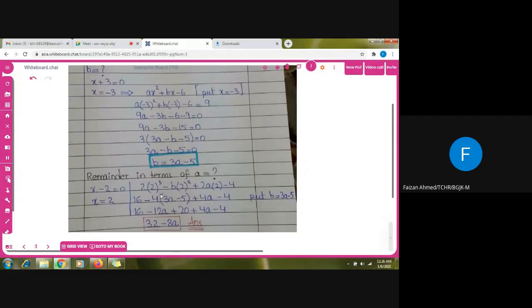This 2 square is 4 and the value of b is 3a minus 5, so I have used a bracket, and then 4 will be multiplied with this 3, it will be minus 12a. This minus 4 will be multiplied with minus 5 and it will be plus 20, plus 4a minus 4. On simplification, the remainder will be this 16, and this 20 will give me 36, and then I will subtract 4 to get 32, and this is minus 12a and this is positive 4a, so I will get minus 8a, which is my required remainder in terms of a.